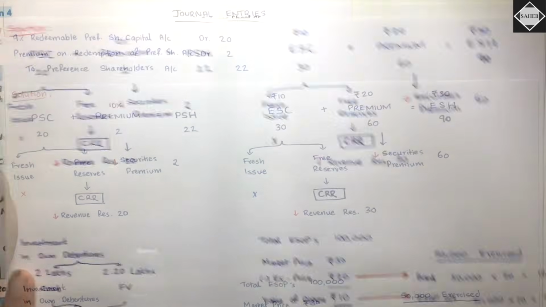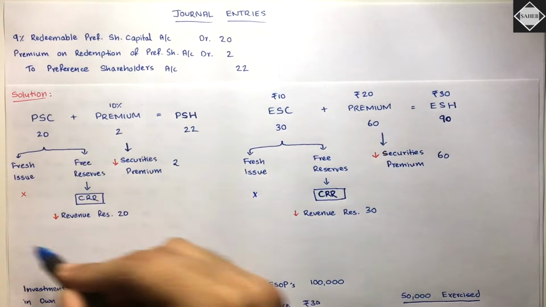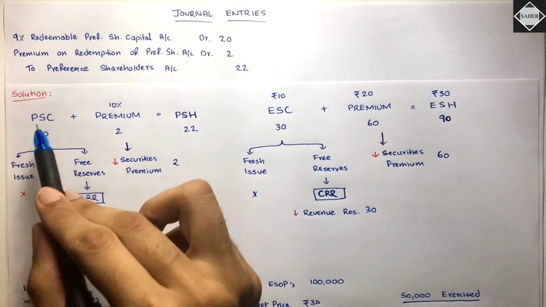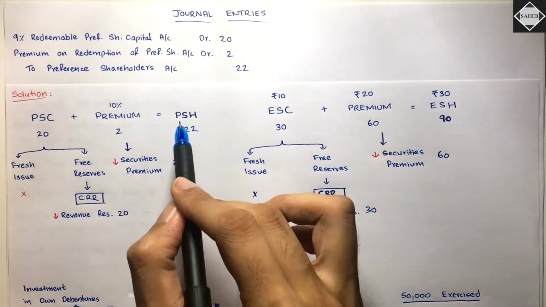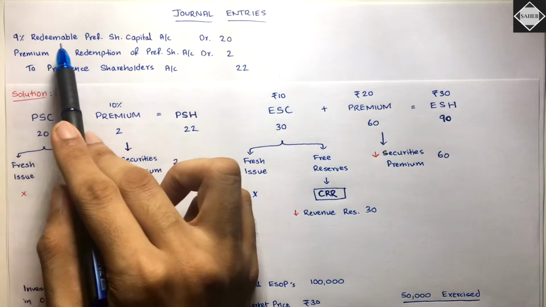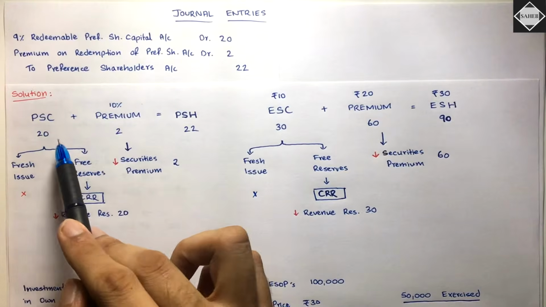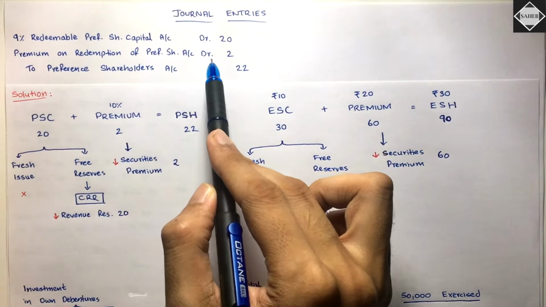Okay. Now see, here we have the journal entries. First, let's just talk about redemption of preference shares. The first entry is the due entry. Preference share capital plus premium is equal to preference shareholders now. So what you have to do, you have to cancel the capital by debiting it. 9% redeemable preference share capital account, debit 20 lakhs, okay? And then you will debit the premium on redemption of preference shares account, debit.